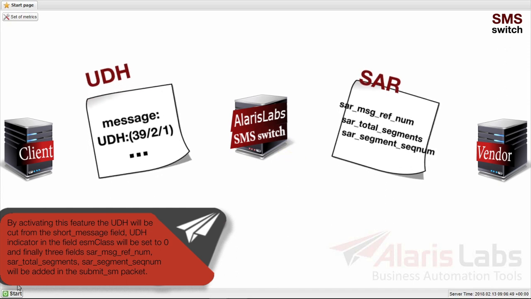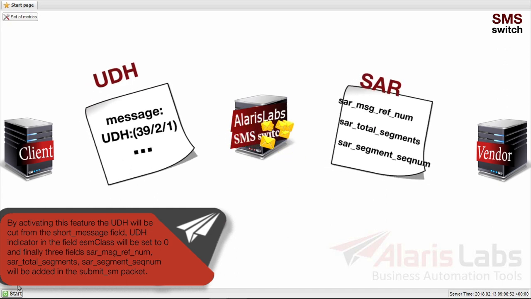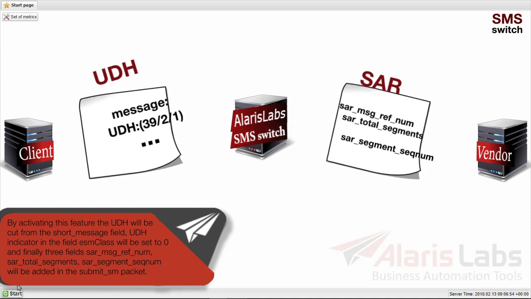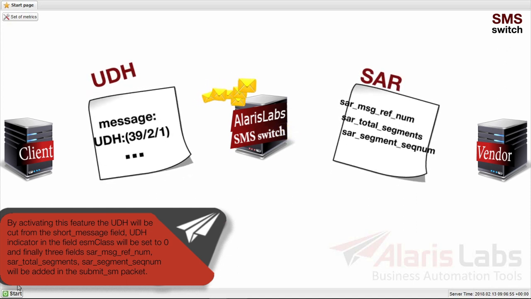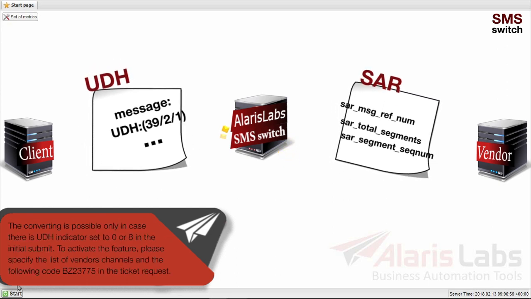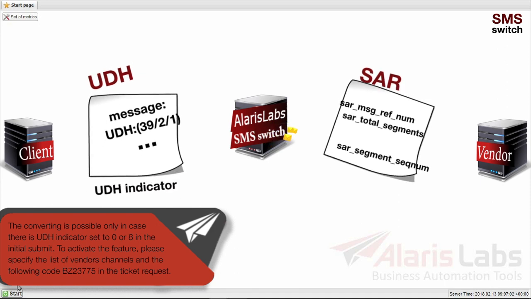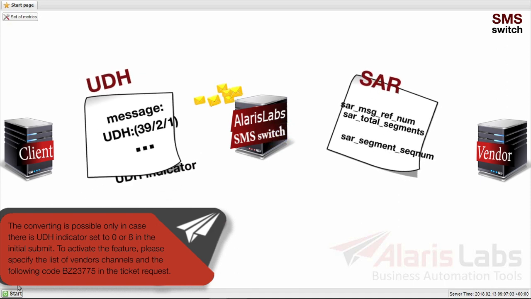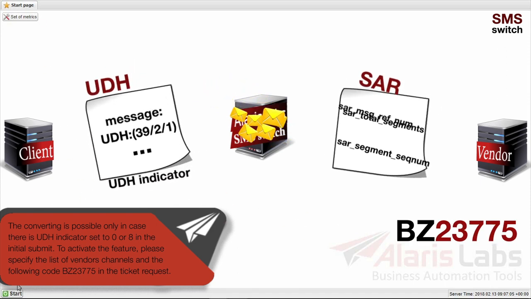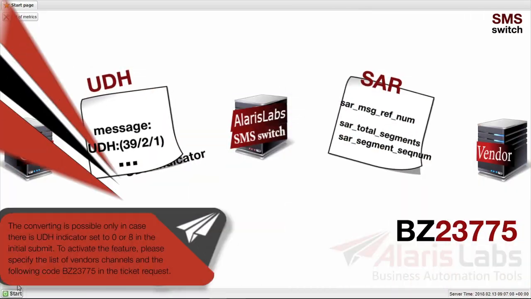UDH indicator in the field ESM class will be set to 0 and final 3 fields SAR message reference number, SAR total segments, SAR segment sequence number will be added in the submit SM bucket. The converting is possible only in case there is a UDH indicator set to 0 or 8 in the initial submit. To activate this feature, please specify the list of vendor channels and the following code in the ticket request.